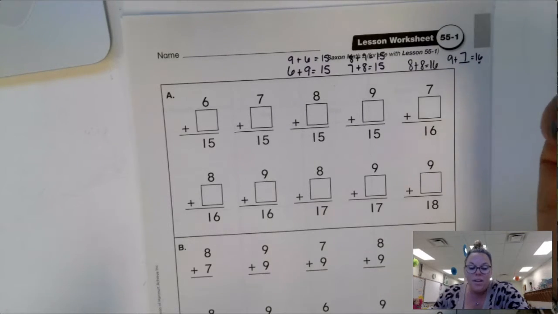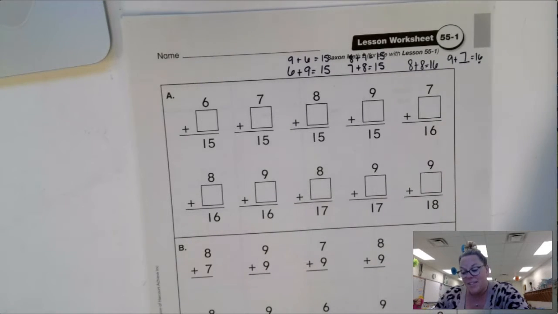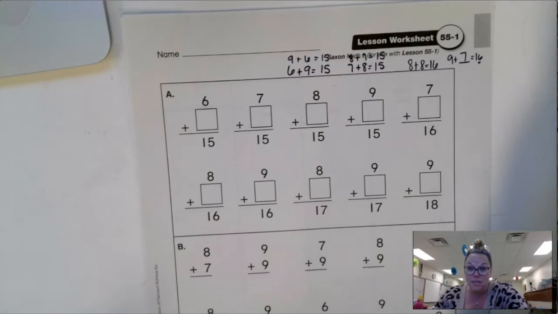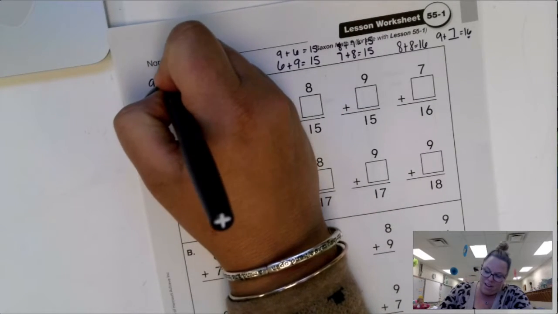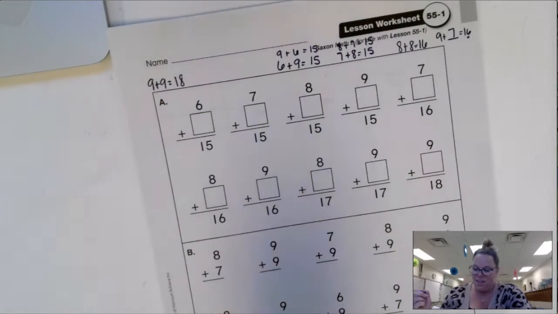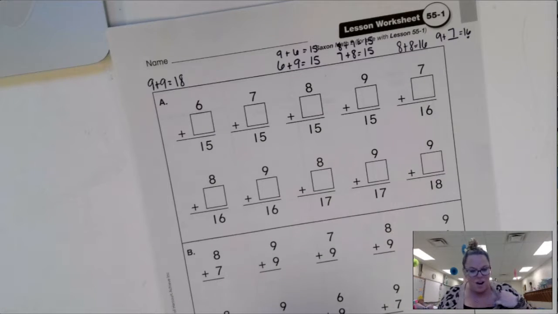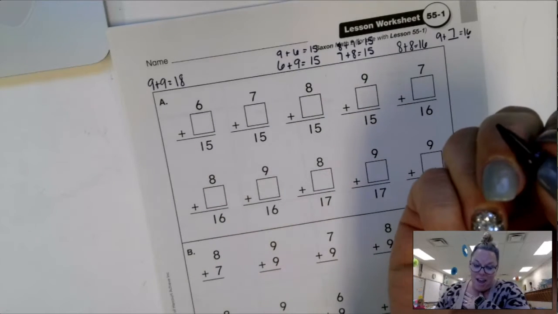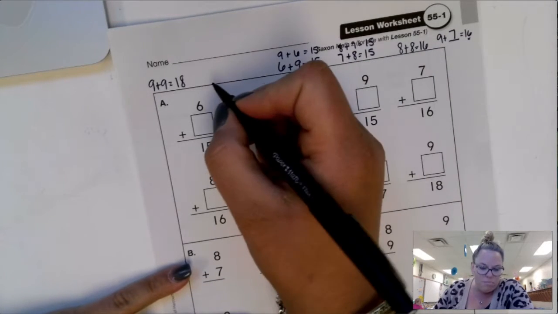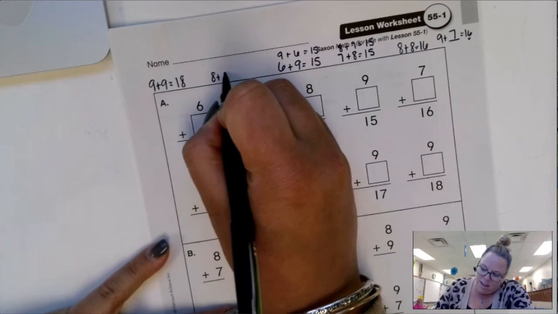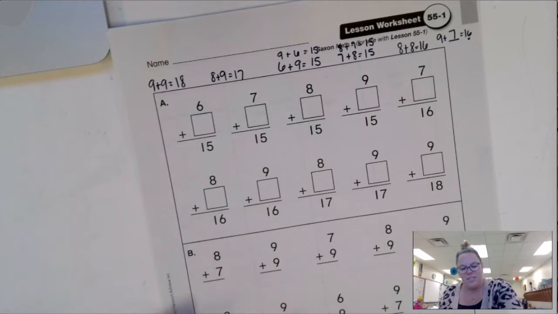There's only one sum of 18, one fact that has a sum of 18 using single digit numbers. What fact is that? 9 plus 9 is 18. Oh, and 17. Forgot about 17, didn't I? So there's only one fact that has a sum of 17. And it's a doubles plus 1 fact and an adding 9 fact. They're called both of them. And that's 8 plus 9 is 17.